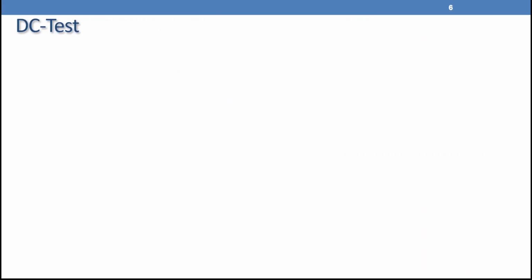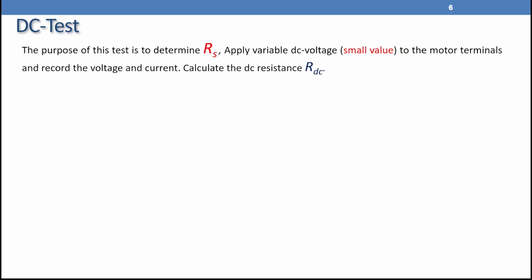The second test is the DC test. Why we need this test and how we are going to do this test. So the DC test is used to determine the stator resistance. Please remember that stator resistance is a small value. So we are going to apply a small DC voltage. DC voltage, so this is an AC machine. Yes, we are going to apply a small DC voltage, a small voltage, to protect this machine from high current.